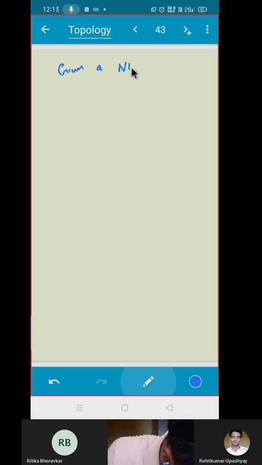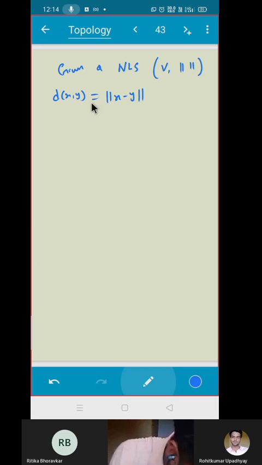Now one example for normed linear space. Given a normed linear space V comma norm, that means I have defined a norm. And how is the metric defined? Say d of x comma y is equal to norm of x minus y. Correct? Then prove that d is a metric.